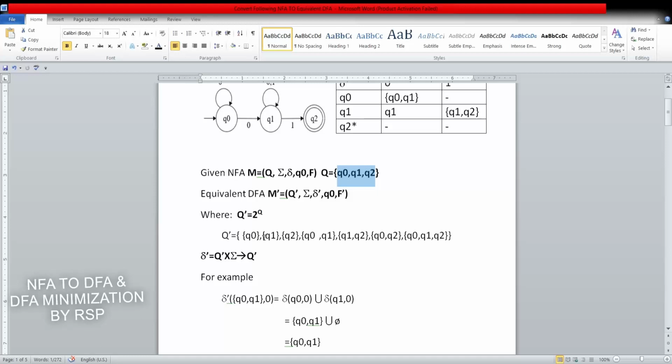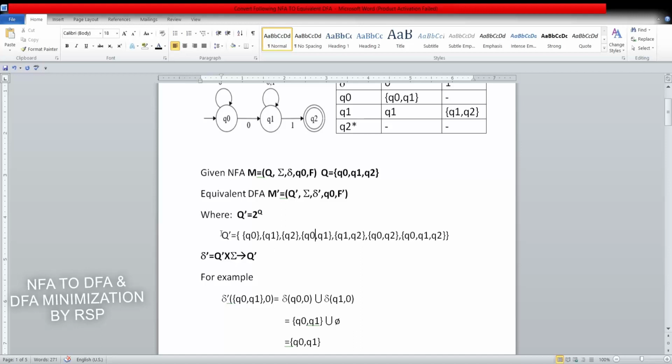So Q0 is one state, Q1 is one state, Q2 is one state, Q0, Q1 itself is one state, and Q1, Q2 will be considered as one state. Like this we have 8 states here. We are not considering the phi, but phi is also part of this 2 raised to Q.